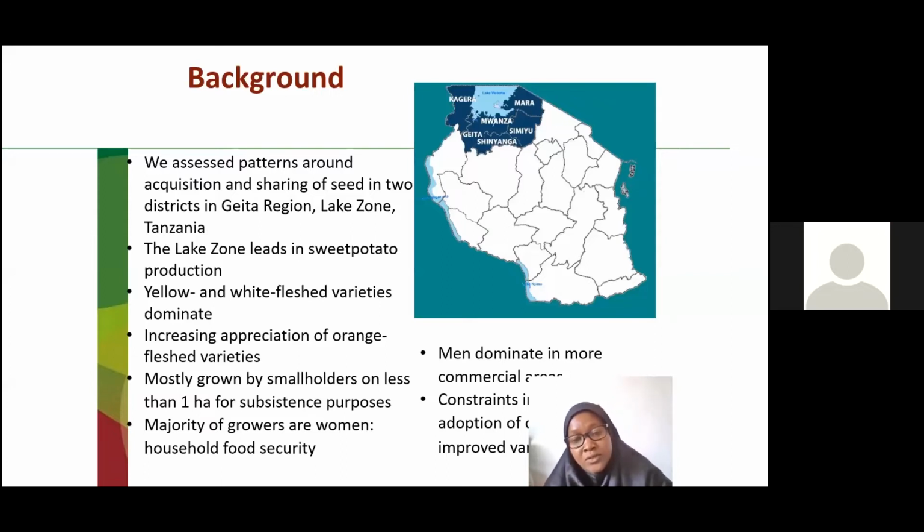The majority of farmers who grow sweet potato are women, and they grow this crop for household food security. Where men are engaged in this crop, they are mainly doing it for commercial purposes. Despite the importance of this crop, it is constrained by low adoption of improved varieties, and this is why we started this study.